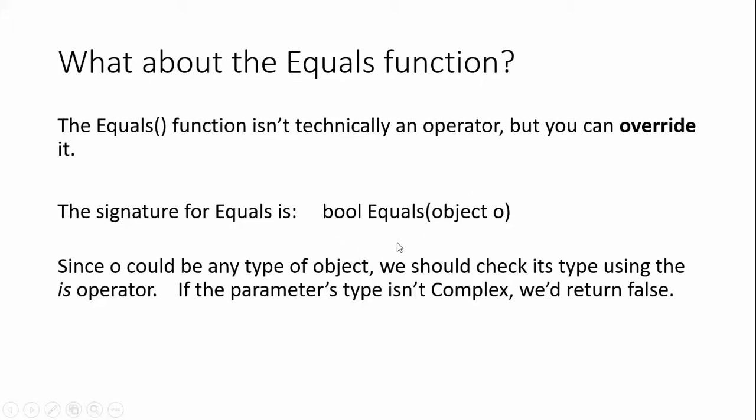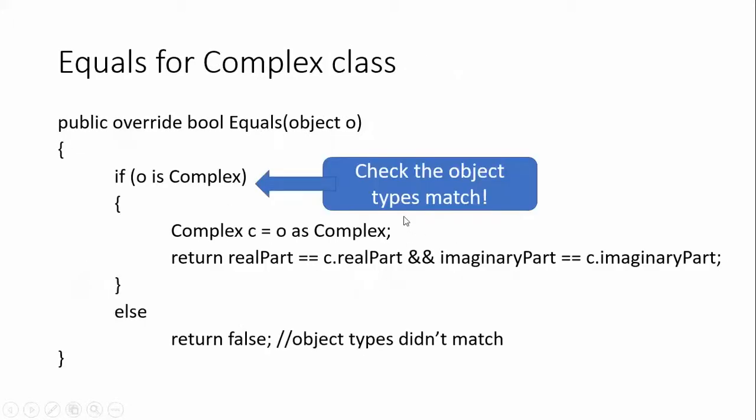And the reason we want to do that is if we're comparing two things and they're different types, then they can't possibly be equal. An integer can't possibly be equal to a string. That just doesn't make sense. So in an overloaded equals operator, or an overridden equals function, what you want to first do is test the type of the object that is the parameter. So let's look at an example of that.